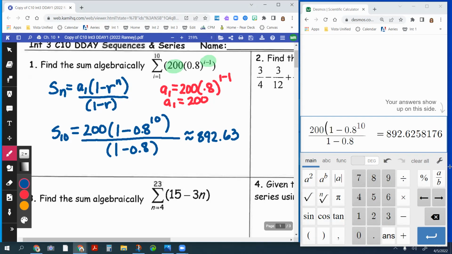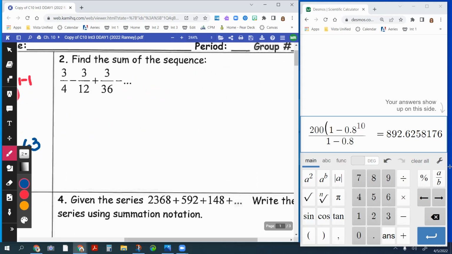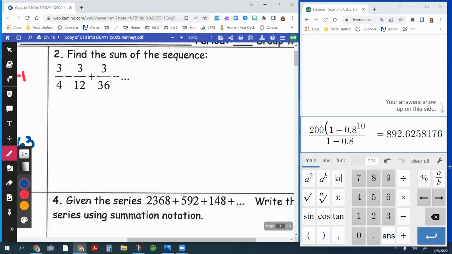Now on number 2, this one here, we are also finding the sum of this sequence, okay? And we need to figure out what we're doing every single time. So looking at this, the numerator in each situation is staying a 3. The denominators change from a 4 to a 12 to a 36.